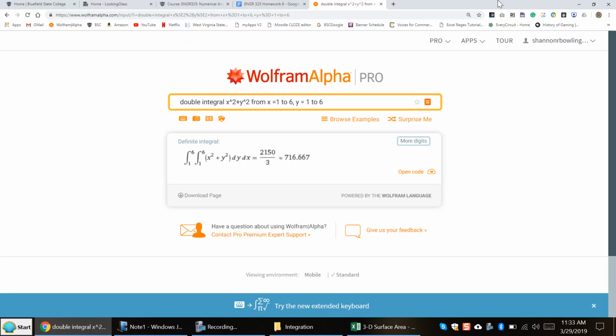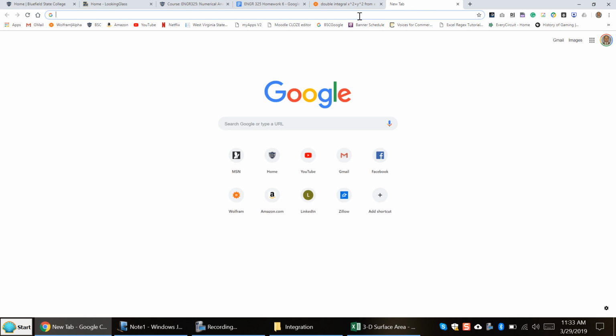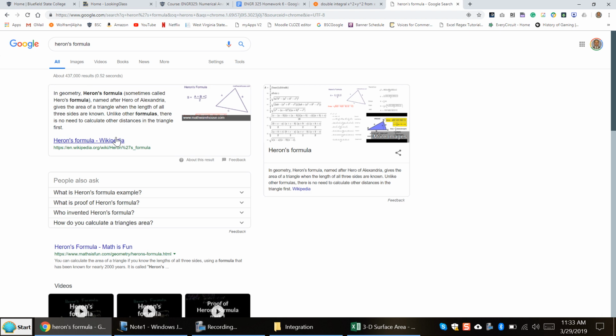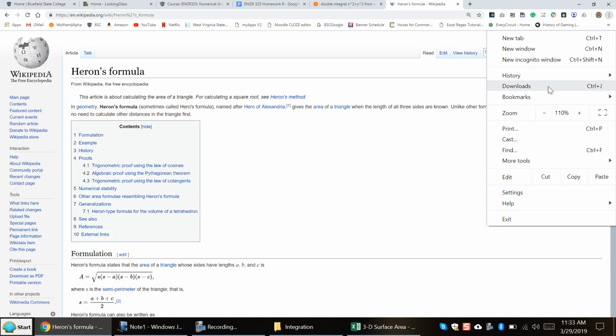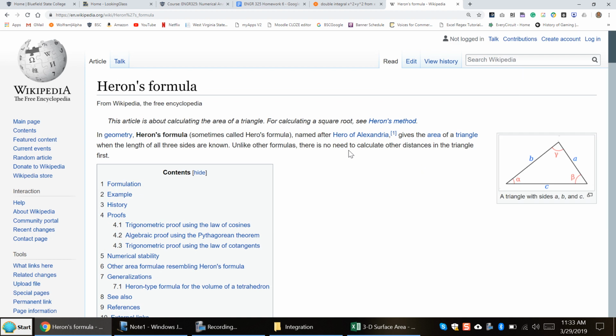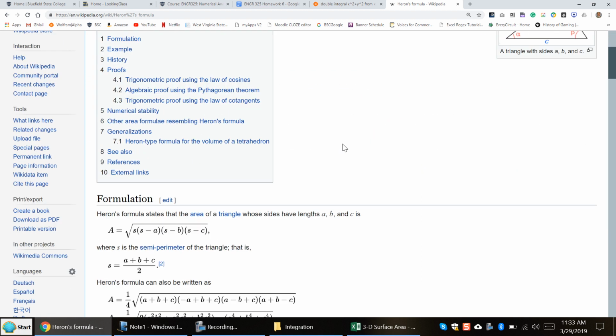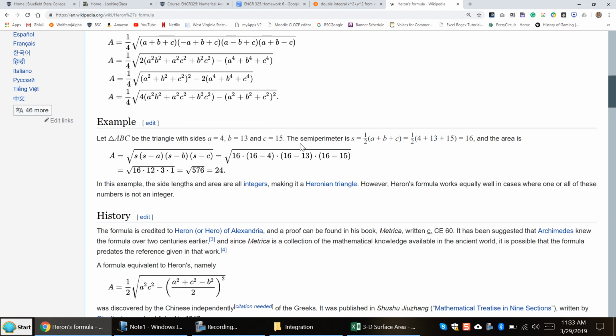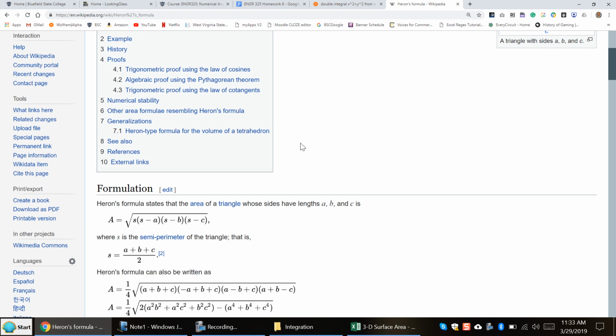Because there was this famous guy, Heron, Heron's formula. I can't remember when he lived. Who would know this? He was Hero of Alexandria, so, you know, old. CE 60, so roughly 2,000 years ago. He came up with a formula to calculate the area of any given triangle. Any given triangle. And you don't have to know the angles or anything. All you have to know are the sides.